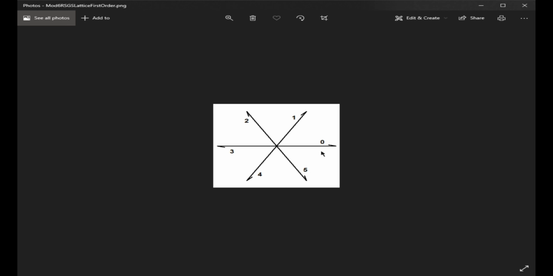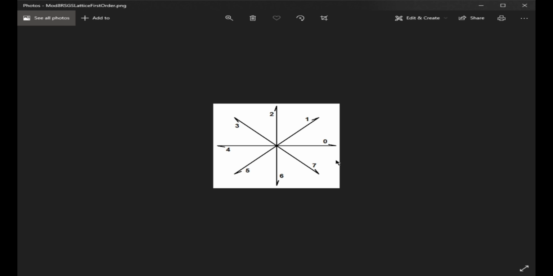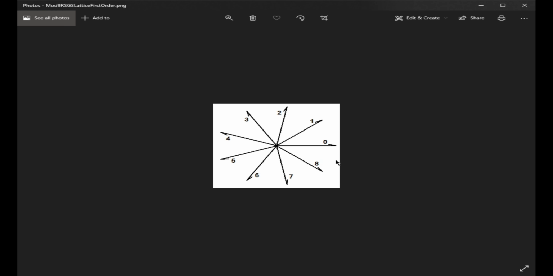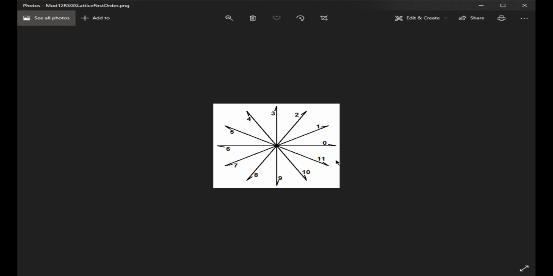This is mod 6. So we have these 6 different possible directions of travel. Mod 7, only these 7, and only ever these 7 in mod 7 MRSGSs, mod 8, mod 9, and so on. 10, 11, 12.